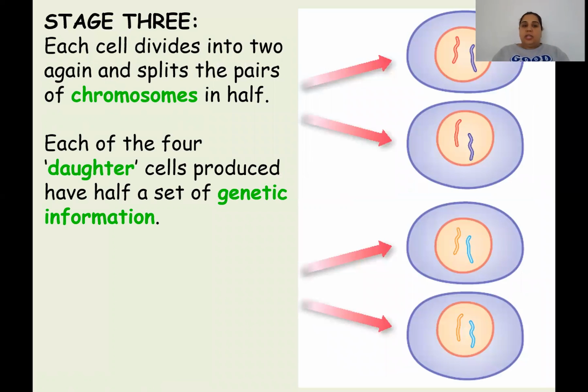And then the final stage is the second division, where again the cell is going to divide once more, and this is where the actual X-shaped chromosomes split in half. So one goes into one cell and the other goes into the second cell. And like I said, at the end of that process, we end up with 4 daughter cells that are haploid and that are genetically different to each other. Okay, it's very important that we use those terms if we were answering a question in the exam.